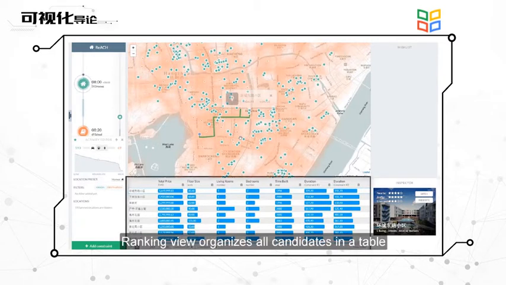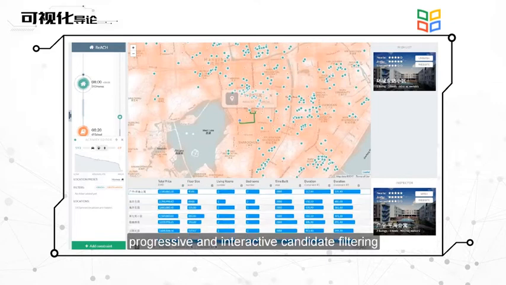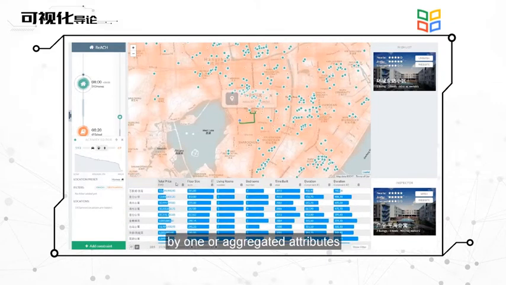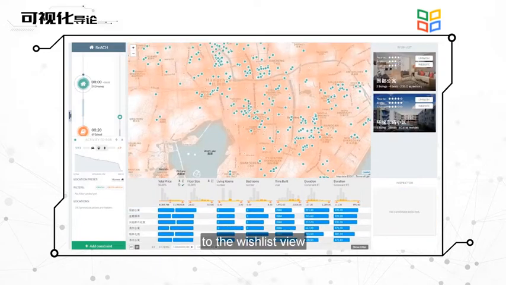Ranking view organizes all candidates in a table. Embedded attribute filters enable progressive and interactive candidate filtering. Users can also rank candidates by one or aggregate attributes and save interesting candidates to the wishlist view.